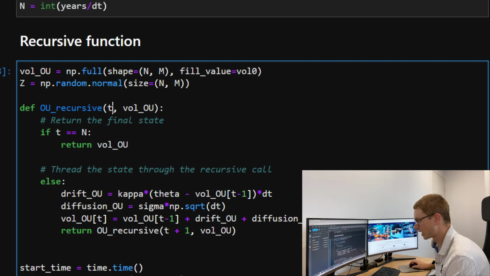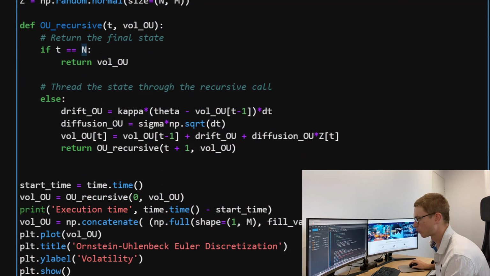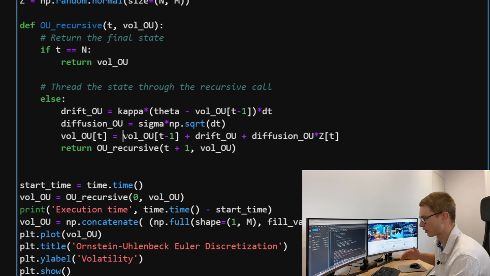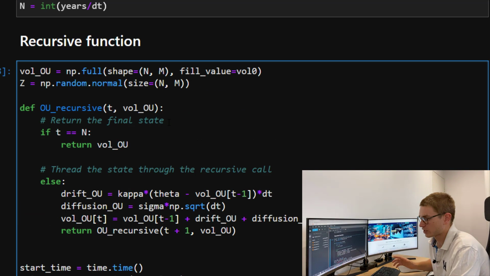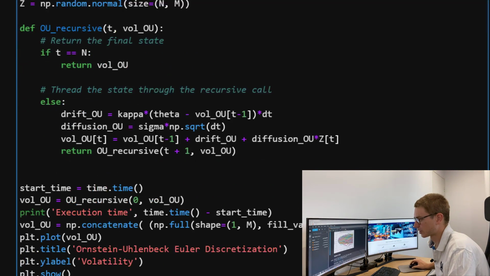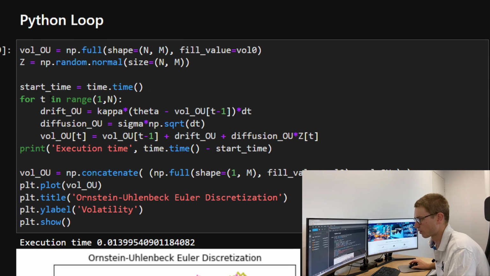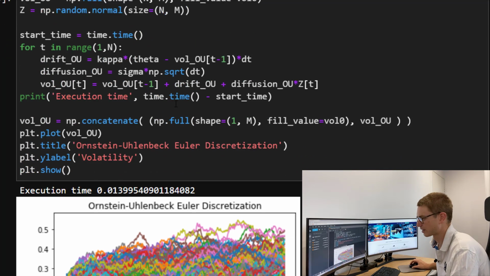So what we have is time, and the volatility that we're passing, and then we're using the recursive function to increase the time and then repeat the process until we hit our end time step. At each time, we're updating our parameters, our drift and diffusion, and taking our stochastic time step. For those interested who want to compare the recursive function to the Python loop, which is just running through the time steps for each of these different simulations, feel free to compare.